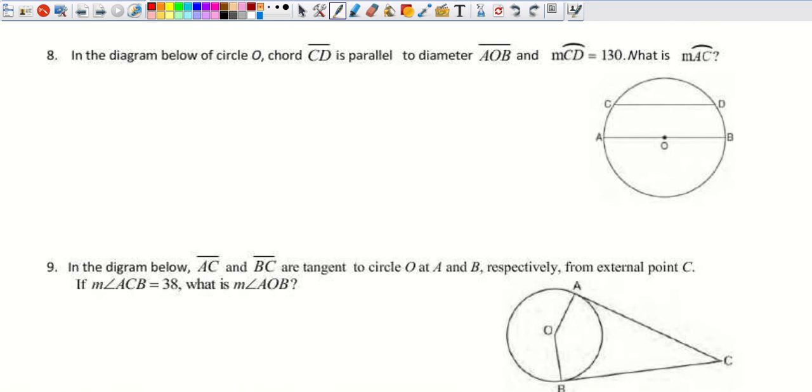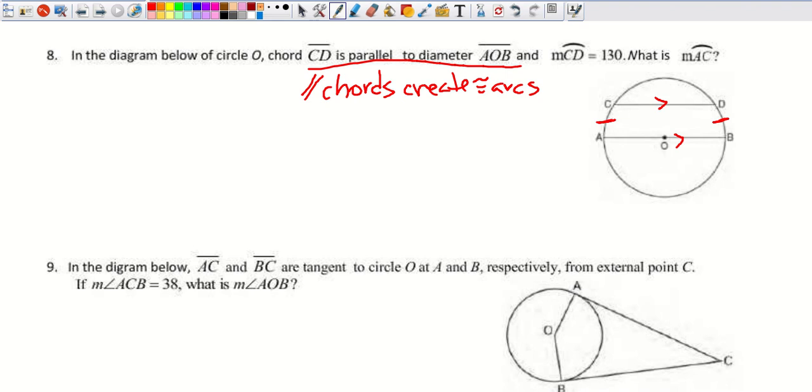In the diagram below, CD is parallel to AOB. Remember, parallel chords create or make congruent arcs. If I could spell arcs, that would be great. So if these two chords are parallel, just like a sandwich here, these two arcs are equal.